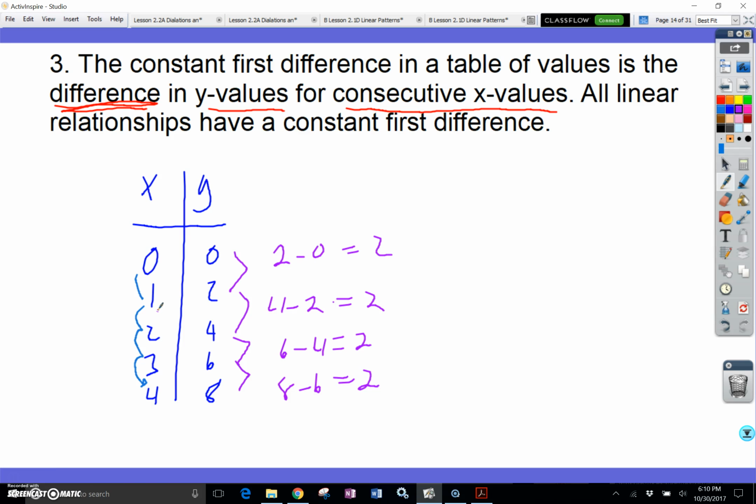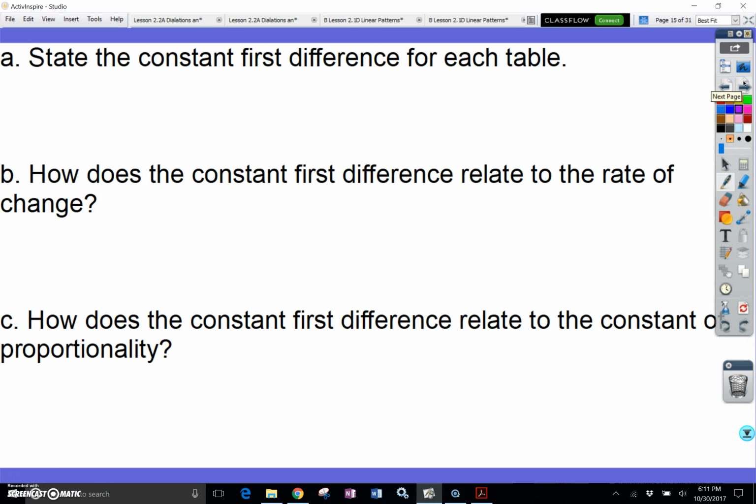Excuse me, I totally misspoke there. All you need to do is make sure you have consecutive x values, 0, 1, 2, 3, 4, which I do. And then subtract your y values from each other to see if all those values are equal. If this is true, which it is, we can say that the relationship is linear. So the relationship is linear. So, state the constant first difference for each table.